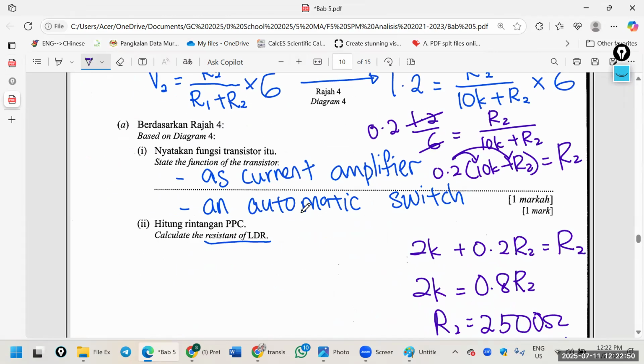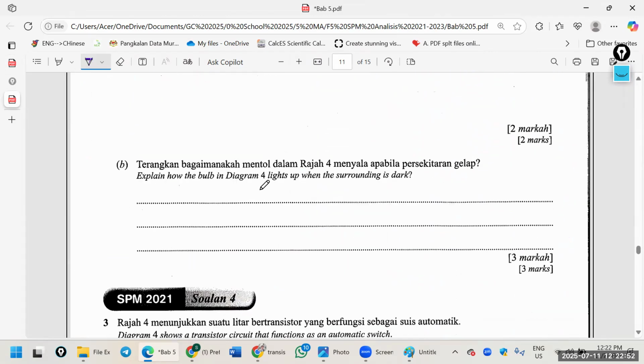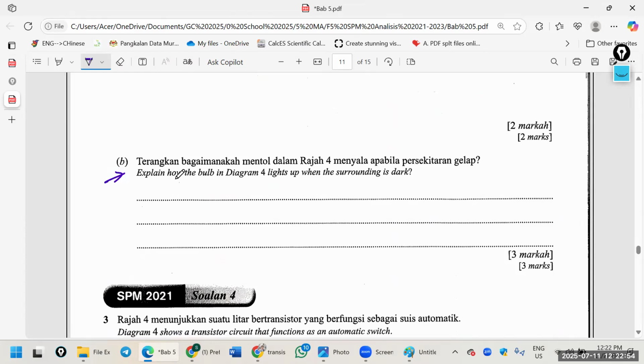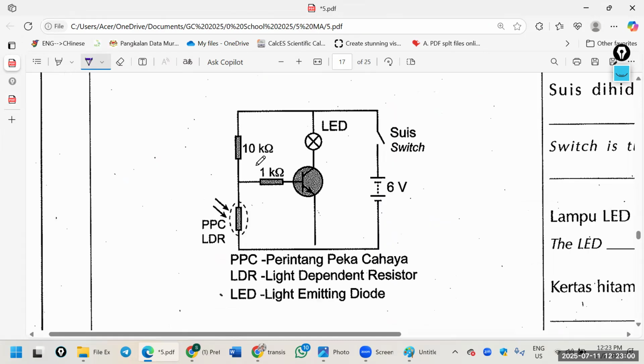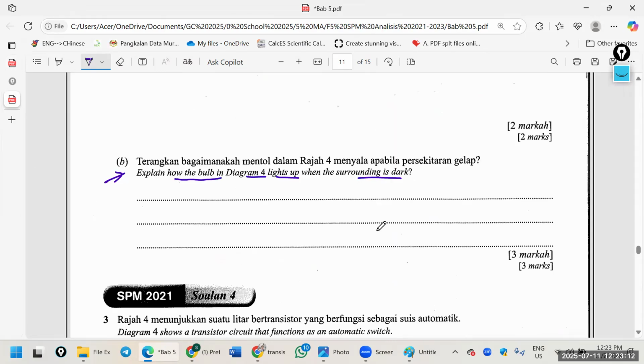Okay, just now we got explain how the bulb in diagram 4 lights up when surrounding is dark. I explain the current flow first, then we write the sentence you memorize and you can just write it back. Understand?